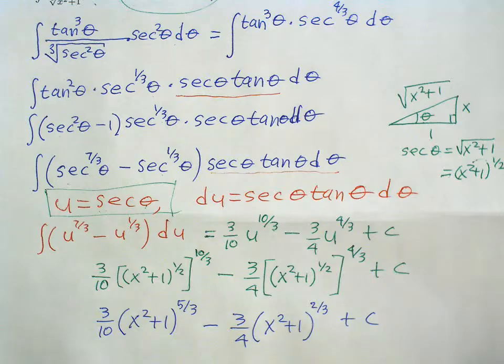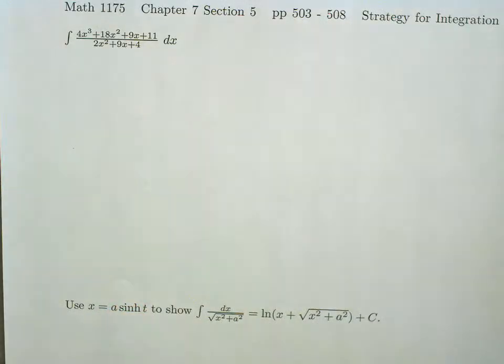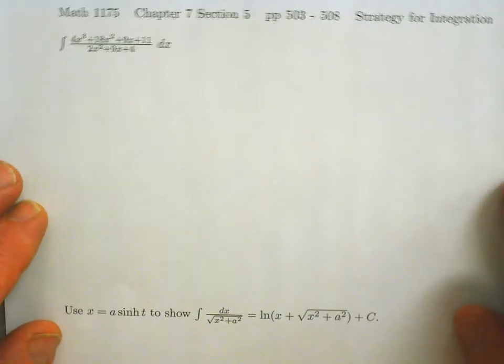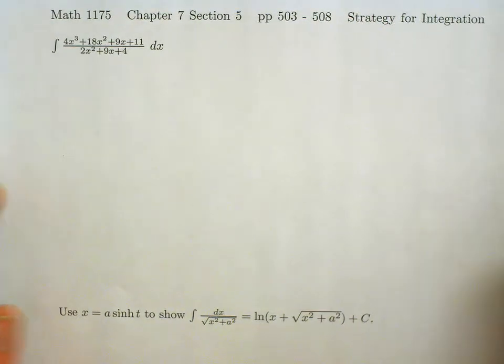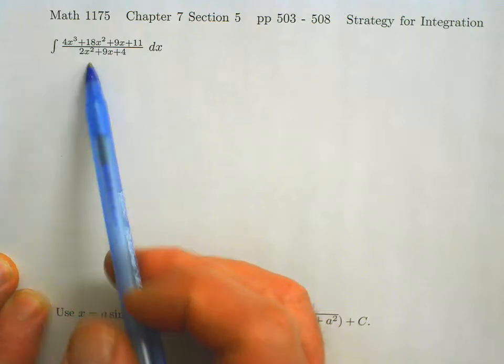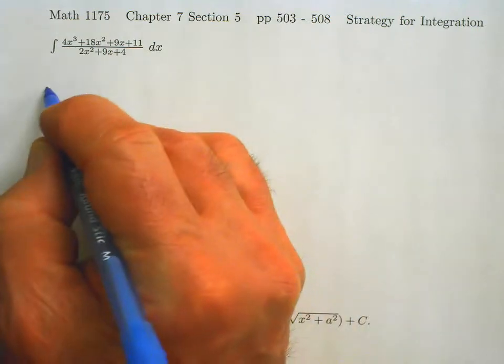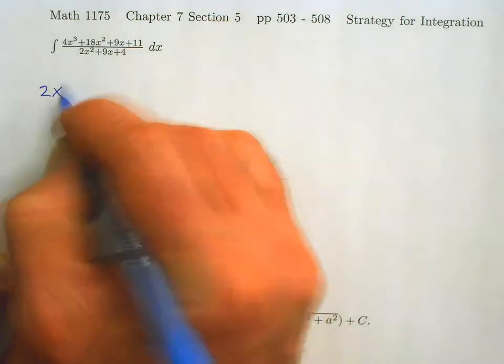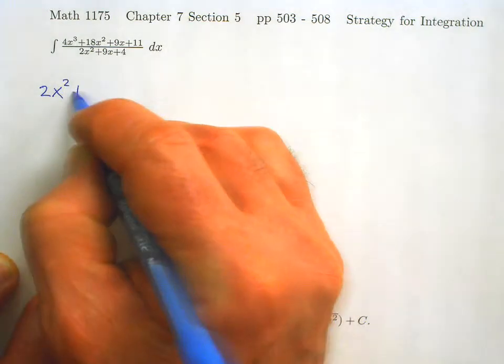Okay, the next page. So here we're starting out with the indefinite integral of an improper rational function. The degree of the numerator is bigger than the degree of the denominator. So the first thing to do is divide the numerator by the denominator using long division.